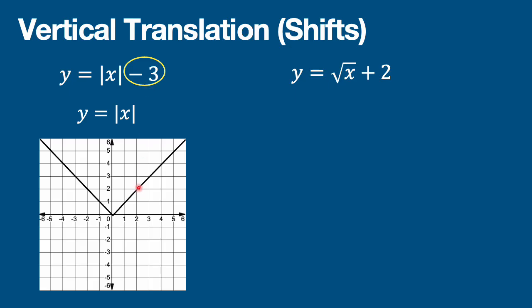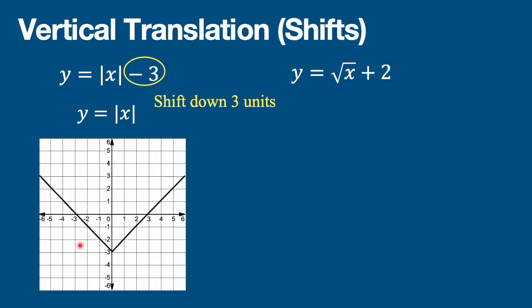So slide down 3 units. Okay? Shift down 3 units. Slide down this function 3 units. So 0 goes to negative 3 here. Slide down. 1 goes to negative 2. So slide down 3 units. That's how to sketch y equals absolute value of x minus 3.